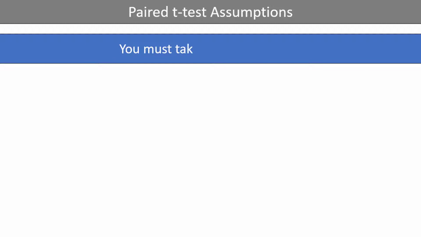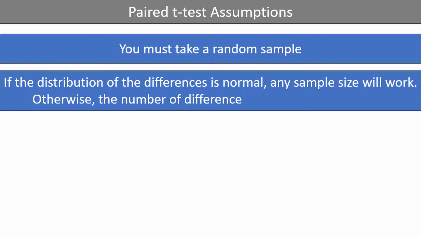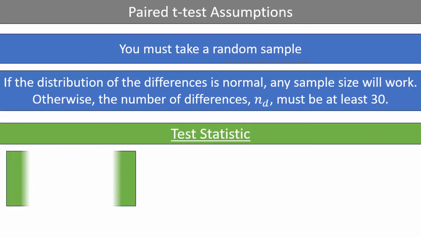There are a number of assumptions about the data that are needed in order to use the paired t-test. First, a random sample must be taken. Secondly, if the distribution of the differences is normal, any sample size will work. Otherwise, the number of differences, n sub d, must be at least 30. This is so that the central limit theorem will apply, meaning the distribution of x bar sub d will be approximately normal.